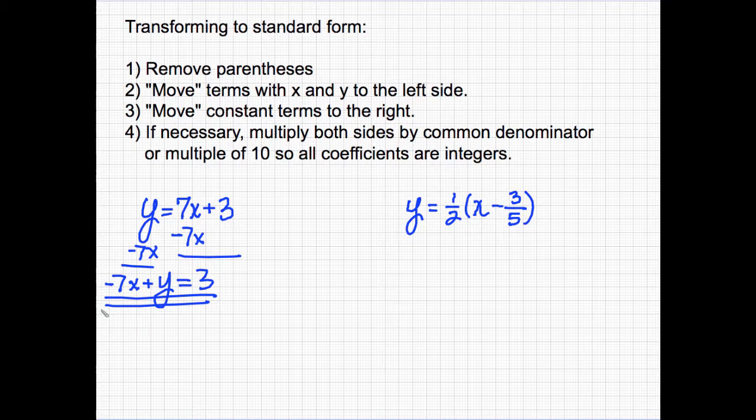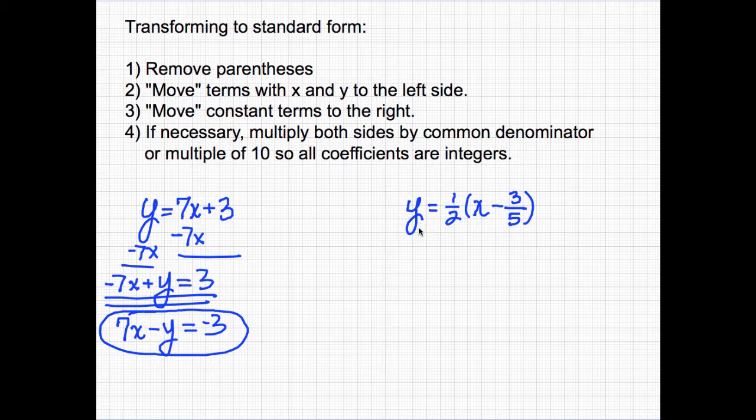It's preferable sometimes to have the lead coefficient, the coefficient of x, be positive. If you need to do that, just change the signs on each term. So in this case, we could write, we'll change negative 7x to positive 7x, plus y to minus y, and positive 3 to negative 3. So this is standard form.